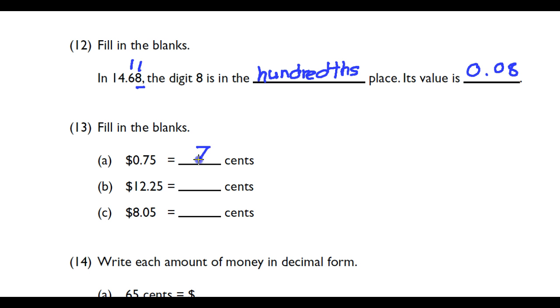Number 13, how many cents? This is straight away you can see. If you're used to it, 75 cents, then just go right. This over here, you put 25 cents, just go through. 1,225 cents, and this, when you can see over here, 805 cents.